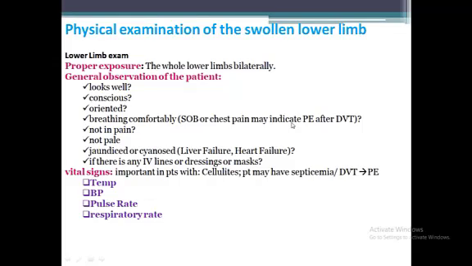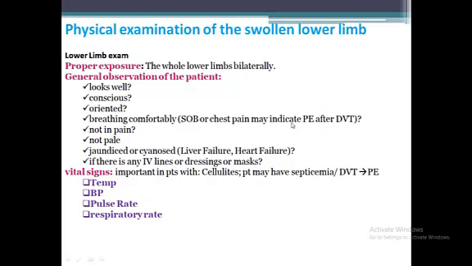I will start by physical examination of the lower limb. As any other examination, we should have a proper exposure. The proper exposure of the lower limb is the whole lower limbs bilaterally from the toes till the mid-thigh.